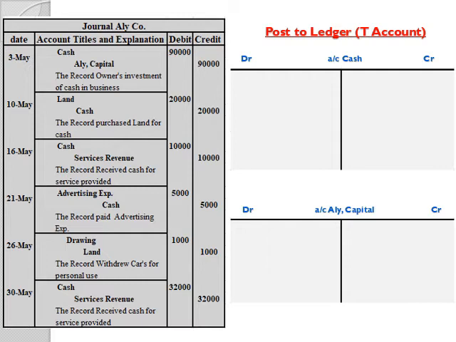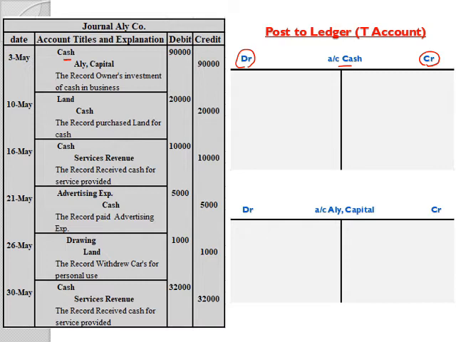Okay, transfer or post to ledger account. Cash, left side debit, right side credit. Number 1, we look for the account in the journal for the cash account.